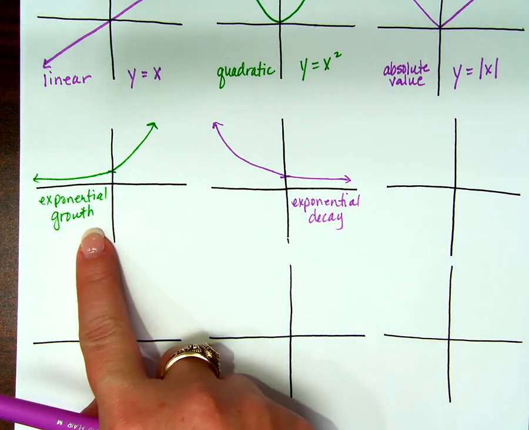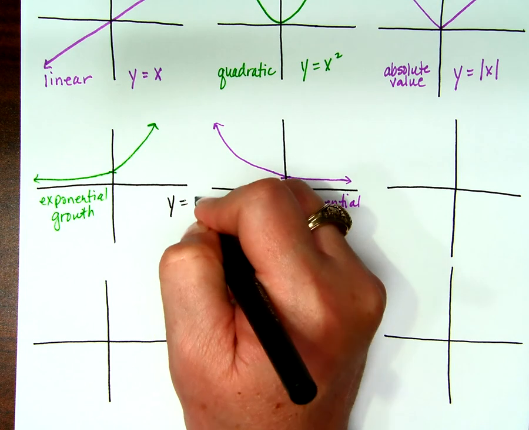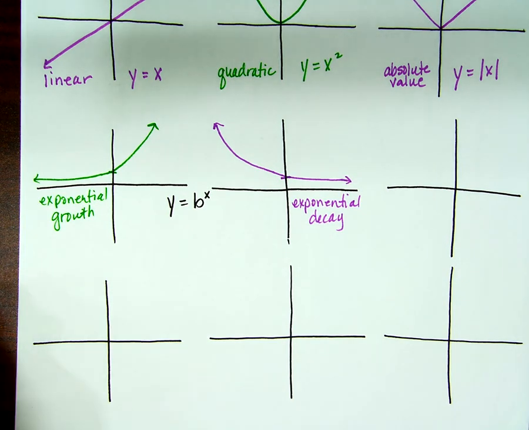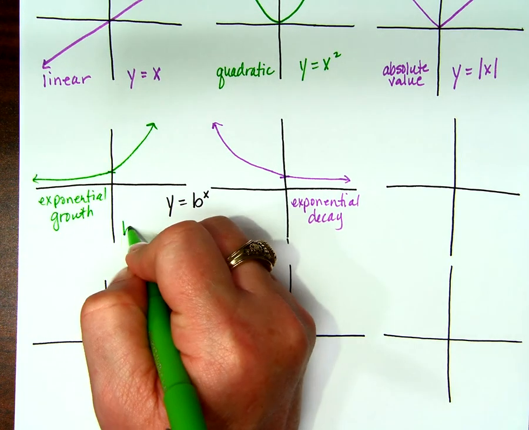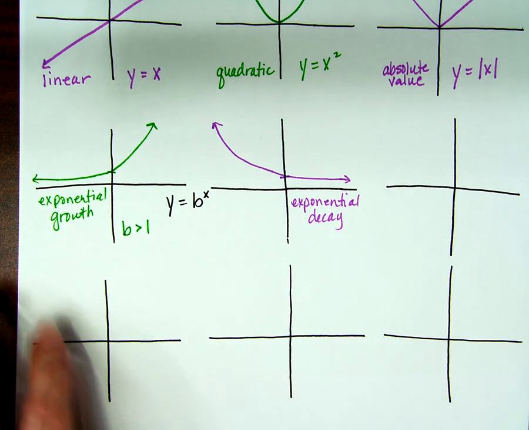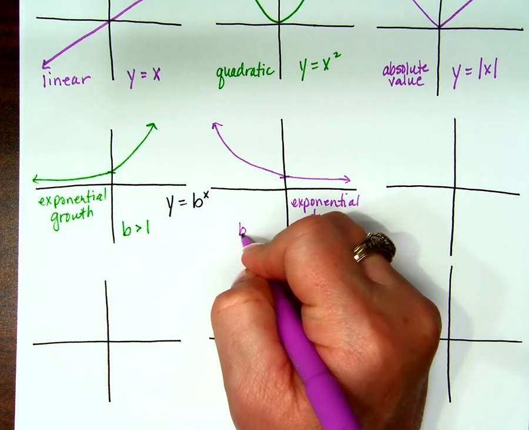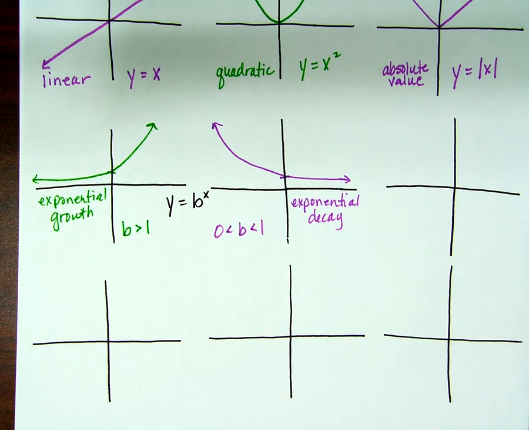So this one's exponential growth, this one's exponential decay. What's the equation? Y equals b to the x. Okay? y equals b to the x. And that's true for both of these equations. If it's growth, b is greater than 1. Remember that? What is it when it's decay? Close. And greater than 0, right? Greater than 0 and less than 1. So between 0 and 1. Okay?